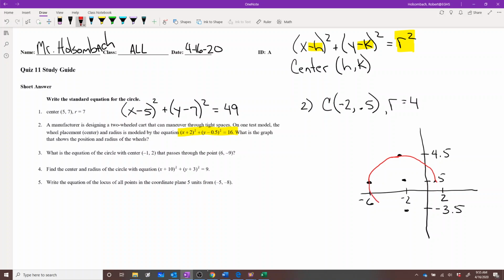And again, you can use the top, the bottom, the left, and the right to make sure that everything is 4 units away from the center.